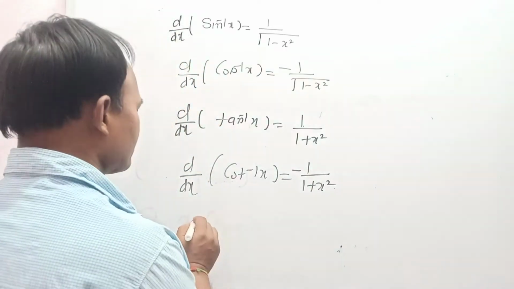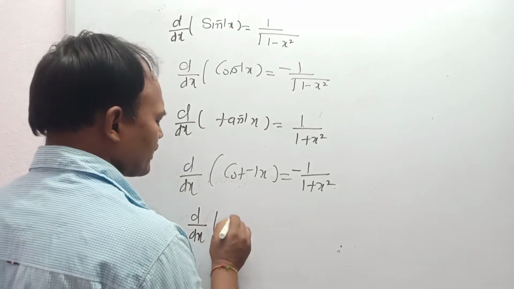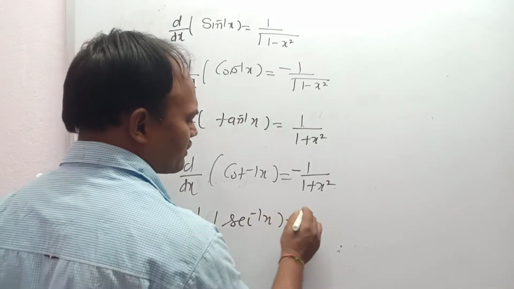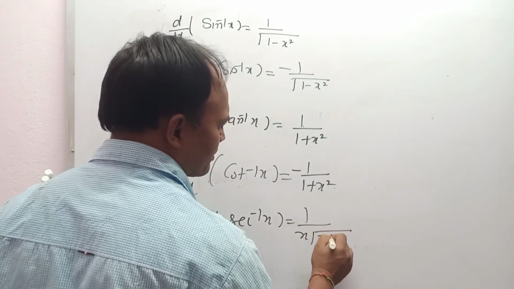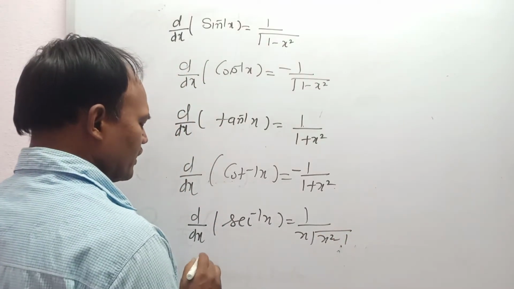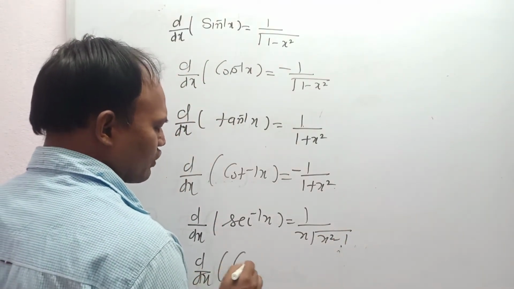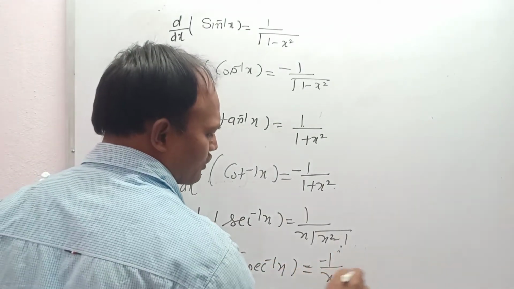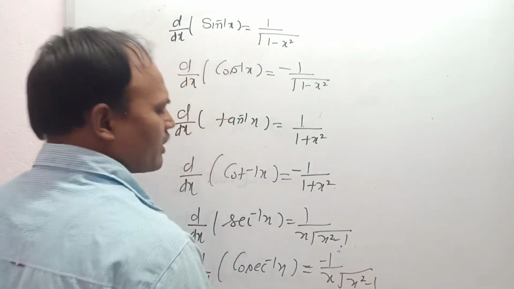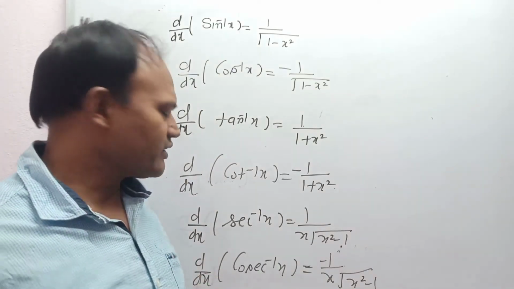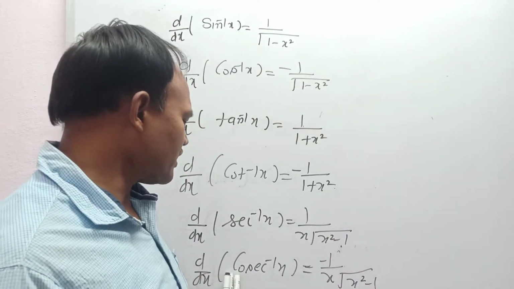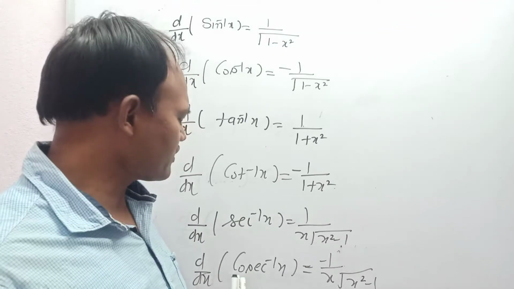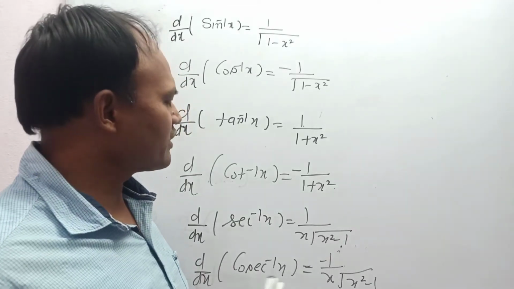Same way, d by dx of sec inverse x. Okay, so what is the sec inverse x? 1 upon x root x square minus 1, it is a positive sign. And when we are saying about the cosec inverse x, we can say that it is minus 1 upon x root over x square minus 1, and it is having negative sign because this also has a starting letter C.